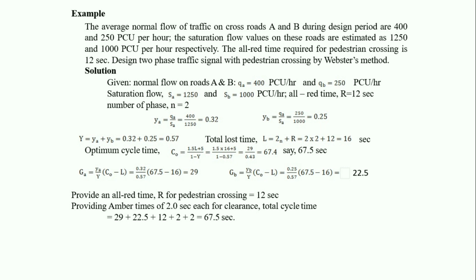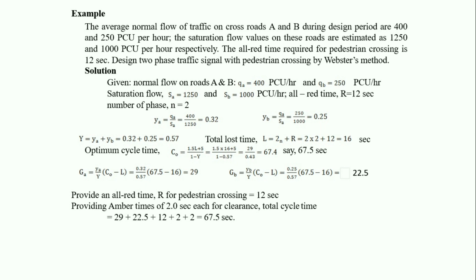So when we calculate capital Y equal to yA plus yB, we get a value of 0.57, and the total loss time is found out by L equal to 2n plus R, which is equal to 2 into 2 plus 12, equal to 16 seconds, where n is the number of phases. The optimum cycle time can be found out by the formula (1.5 L plus 5) divided by (1 minus capital Y), in which L is equal to 16. By substituting the values of L and Y we get a value of about 67.5 seconds, so we round it off to 67.5 seconds.